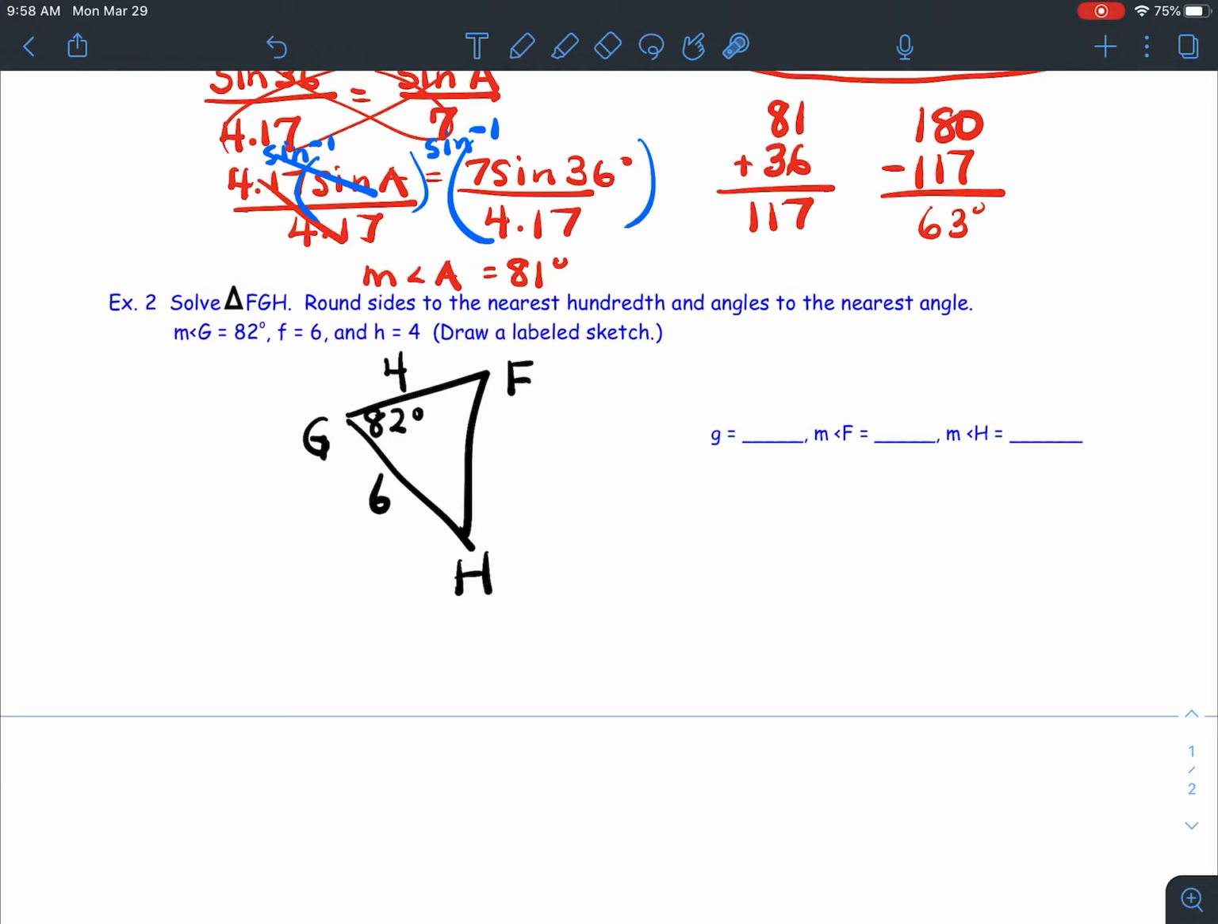You can see here what the information we're given is side, angle, side. We don't have enough information to start this problem anyhow using the law of sines, and so I want to try to find the side that is opposite the one angle we're given, and that would be side G.